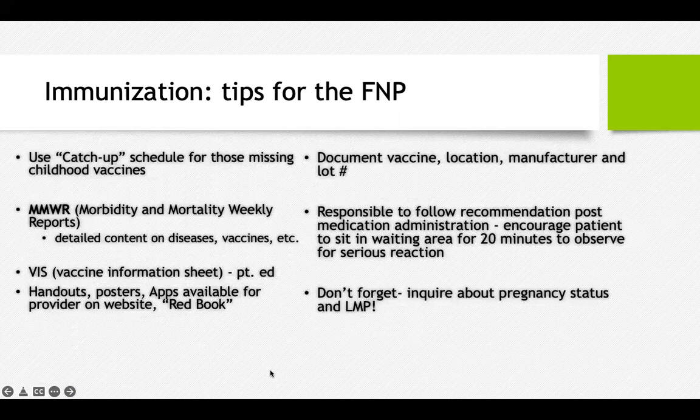Okay, immunization tips for the FNP. So you want to use a catch-up schedule for those missing childhood vaccines. You want to have detailed content on diseases and vaccines that are newly out. So those morbidity and mortality weekly reports come out from the CDC periodically. You want to have a vaccine information sheet for patient education. Remember, you are not giving out vaccines without this particular information sheet.